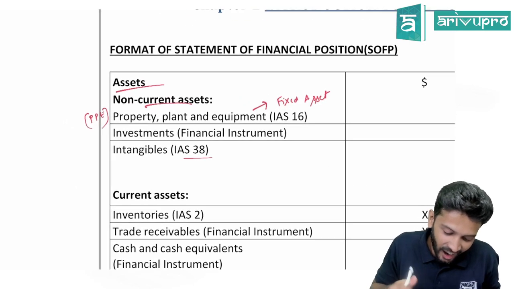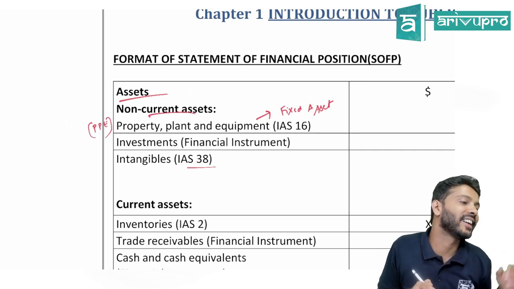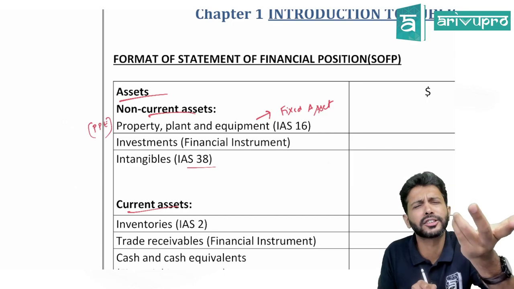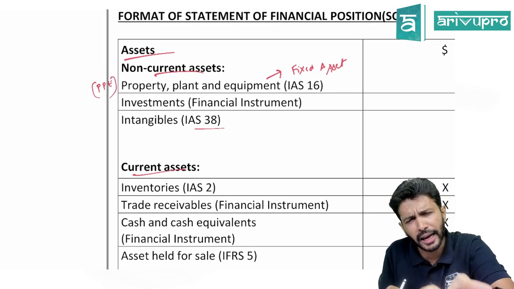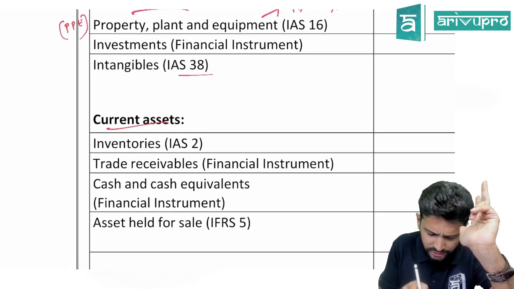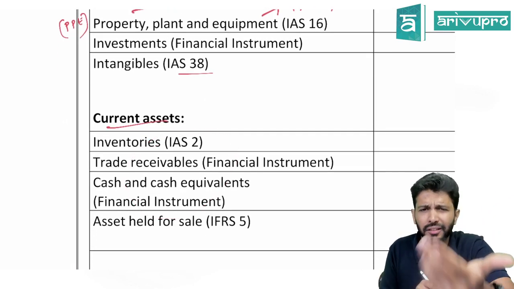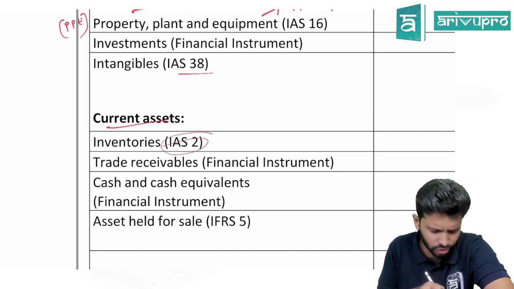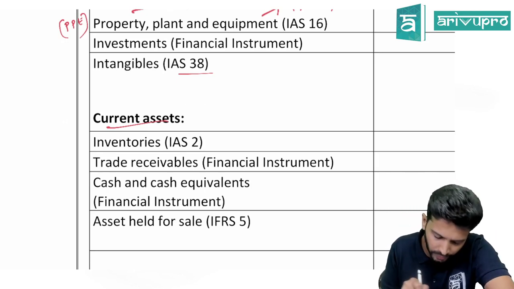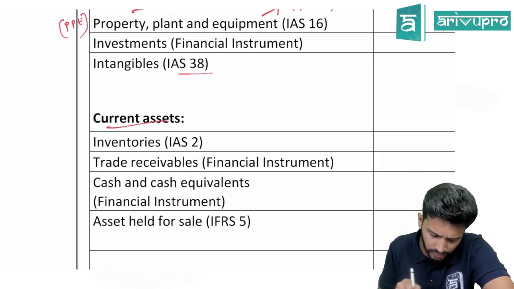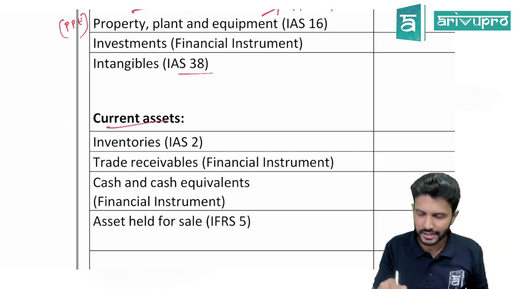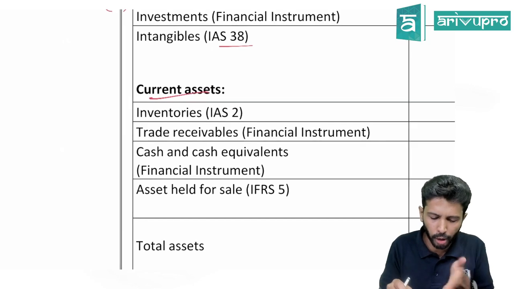All right. Okay, first is non-current assets. After non-current assets, we'll show current assets. Current assets could be cash, inventory, debtors or trade receivables, etc. For each of them, we have a standard. Inventory is covered under IAS 2. Trade receivables are covered under the financial instruments topic. Cash is also covered under the same topic. Assets held for sale are covered by IFRS 5. There is a separate standard, and we'll go into that as well. These are some common examples.